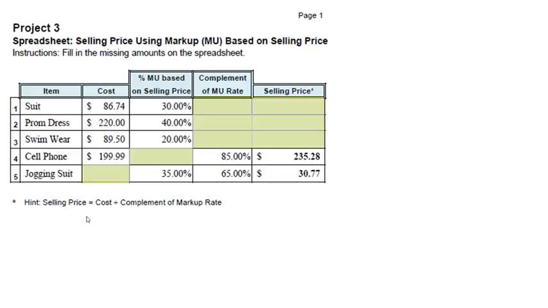Okay, I know normally I work left to right, but in this case, let's knock out the more straightforward calculations first. So I'm looking at these middle two columns, which are %MU, markup based on selling price, and complement of markup rate. So we can calculate these two columns solely on our knowledge of what a complement is.